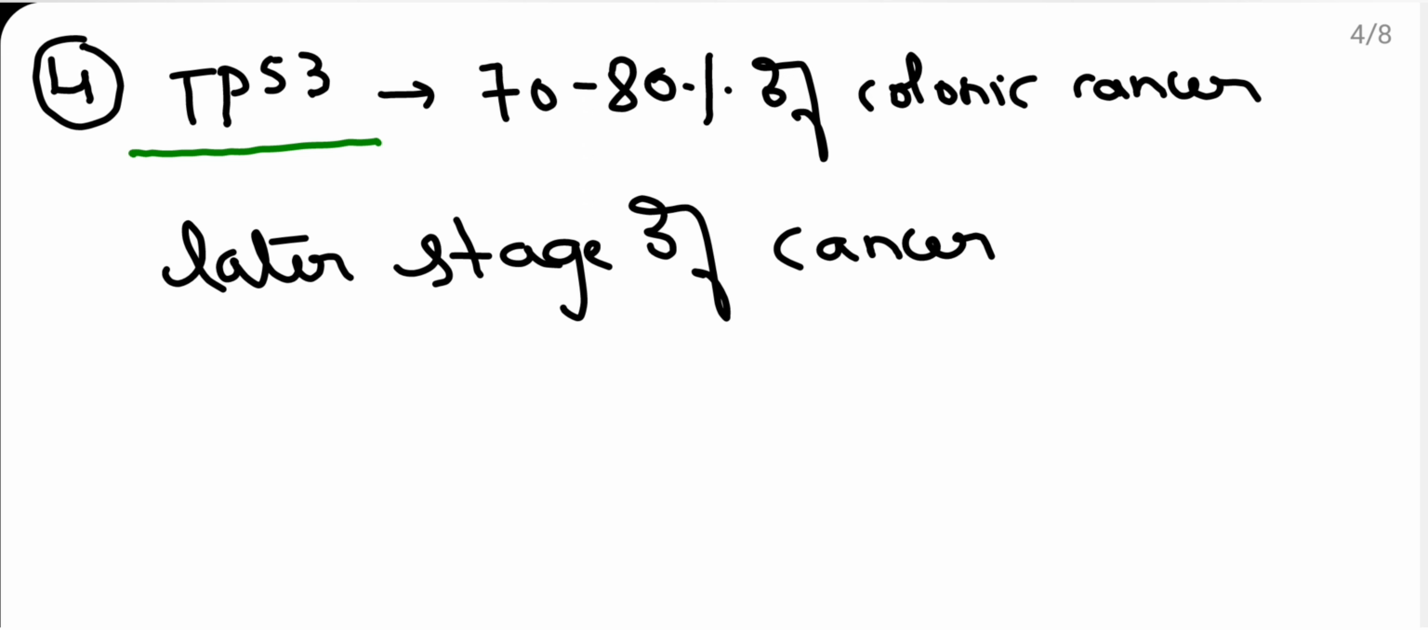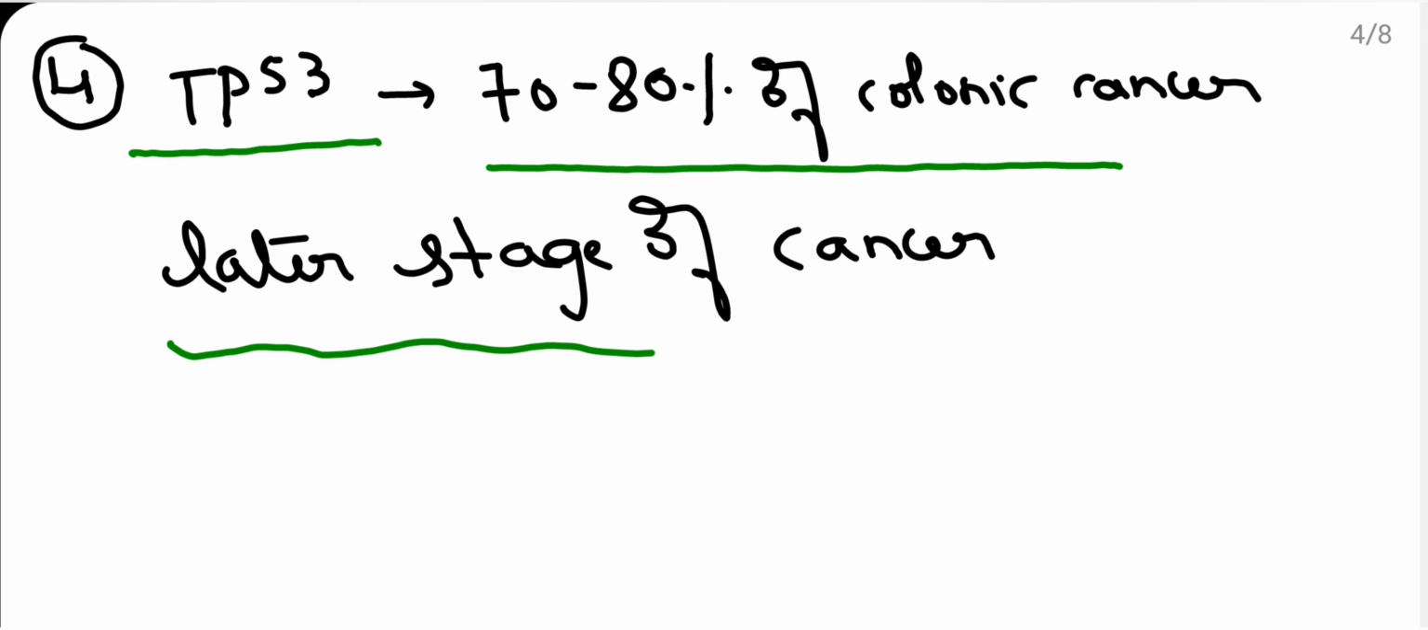Then P53, as all of you know, is a tumor suppressor gene. There is loss of function mutation which occurs in about 70 to 80% of colonic cancers, and this P53 mutation usually occurs in the later stage of colonic cancer.